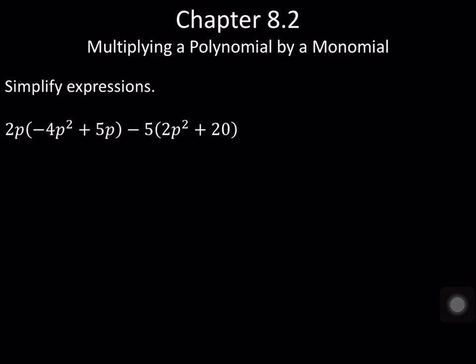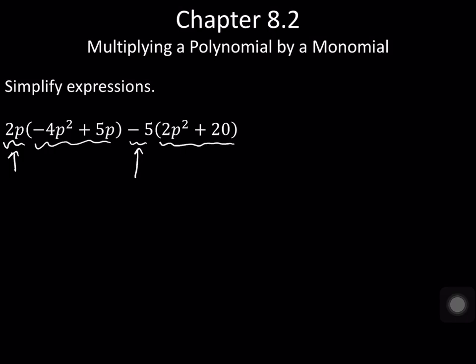Notice what's happening here. We've got two sets of parentheses, and for all practical purposes, the 2p only wants to get into this parenthesis, and the negative 5 here wants to get into this parenthesis. So there are two kind of simplification processes that would happen. And then again, when we get done, and we'll talk about like terms, but when we get through distributing, if there were like terms, we would put things together.